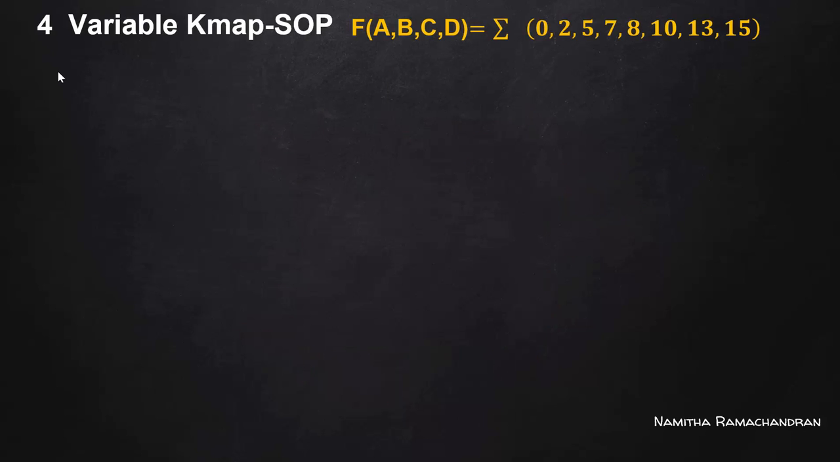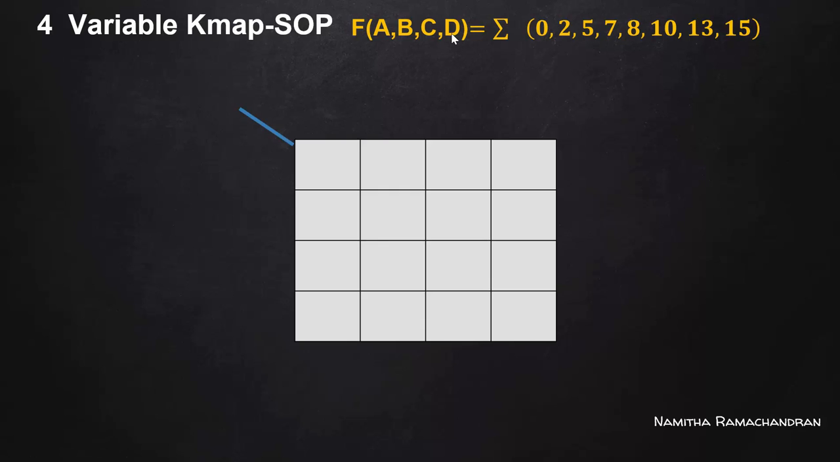So now we can consider the simplification of a 4-variable K-map for the simplification of SOP form, canonical SOP form. The listed canonical form is like this: 0, 2, 5, 7, 8, 10, 13 and 15. Here the listed values range from 0 to 15, so for the representation we need a minimum of 4 bits. That is why a 4-variable K-map. So the representation is like this. Always remember this particular order: 00, 01, 11, 10, 00, 01, 11, 10. Now we need to mark these values.